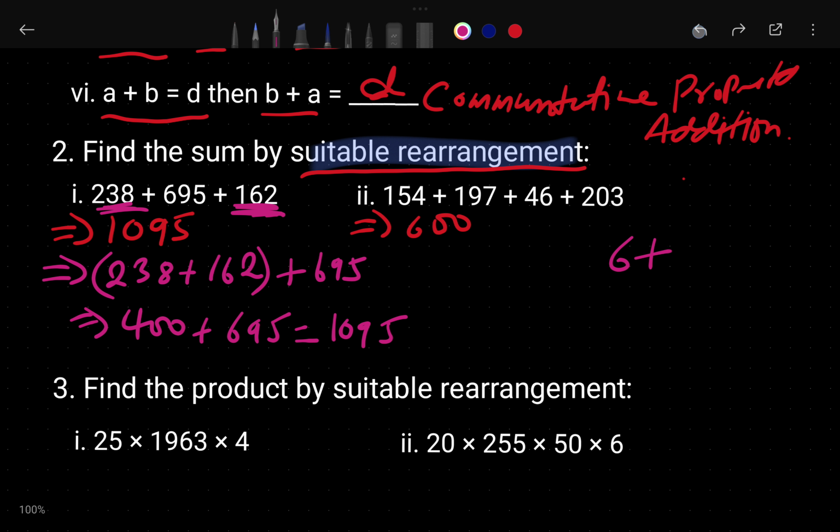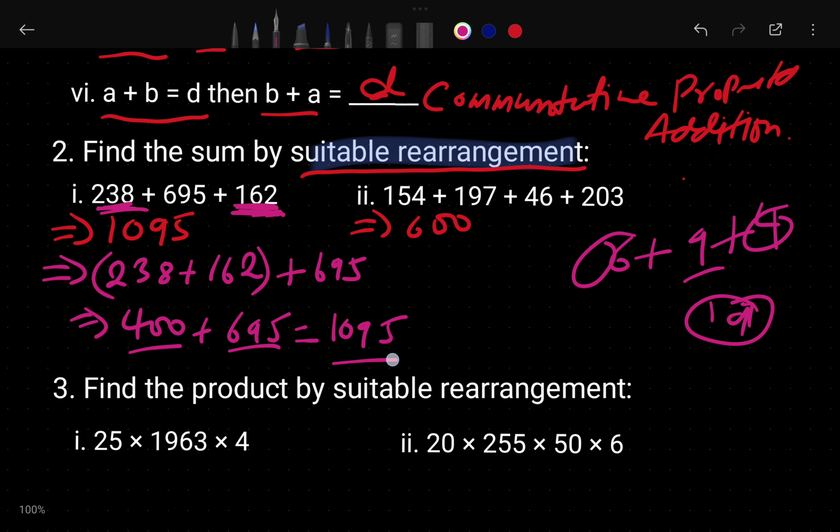Like, if I tell you this is given, let's suppose 6 plus 9 plus 4, how will you count this? You will count 6 plus 4, that's 10, plus 9, that's 19. So we are doing it with a suitable rearrangement like that. Here we added 238 plus 162, that is going to be 400, then we added 695, that is going to be 1095.